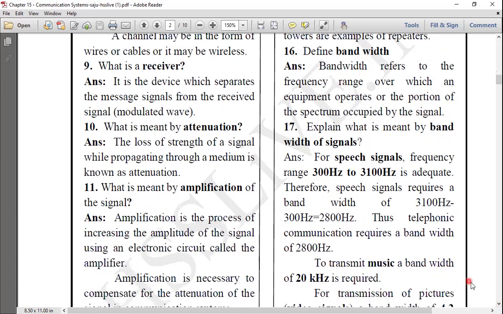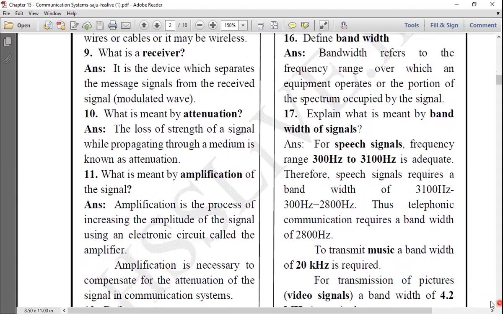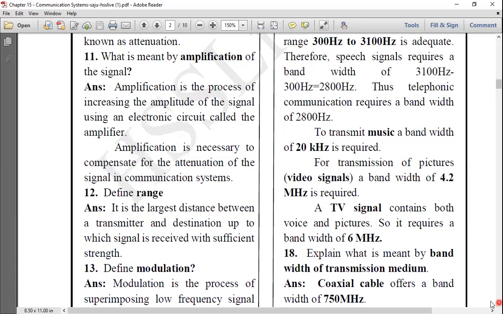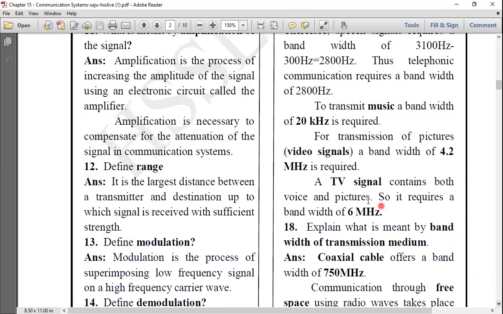To transmit music, a bandwidth of 20 kHz is required. For transmission of picture video signal, a bandwidth of 4.2 MHz is required. And a TV signal contains both voice and pictures, so it requires 6 MHz bandwidth. Understood?